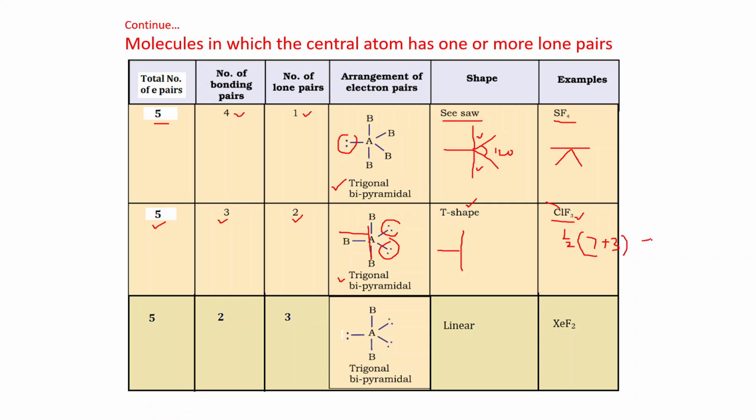This is neutral and this is equal to 5. Total number of electron pairs are 5. Out of these 5, 3 are bond pair and 2 are lone pair. That's why its shape is T shape.